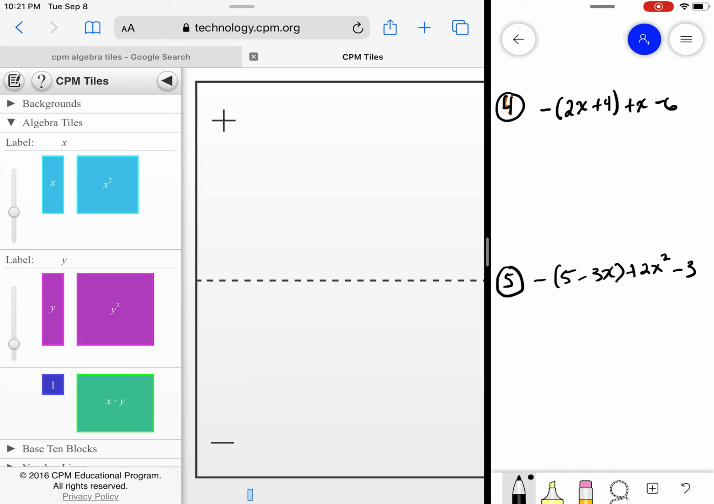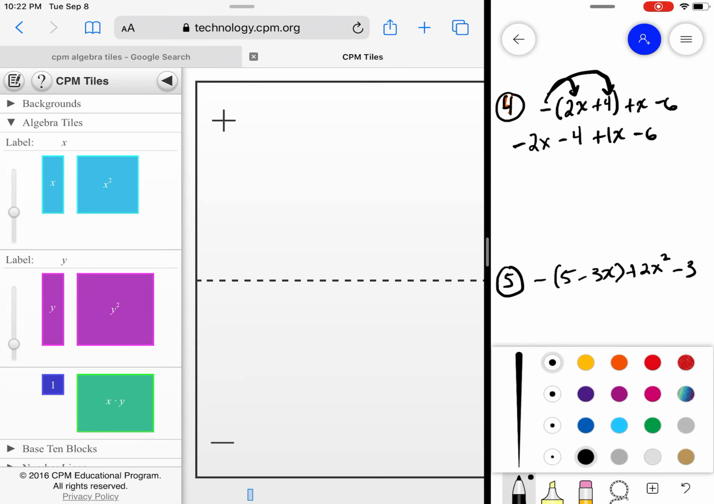Okay. Answer time. All right, so I'm going to take this negative and distribute it inside the parentheses. That's multiplication. So negative times 2x makes negative 2x. Negative times 4 makes negative 4. I'm going to bring down the plus x. I'm going to call it 1x. Let's say plus 1x. And then the negative 6.